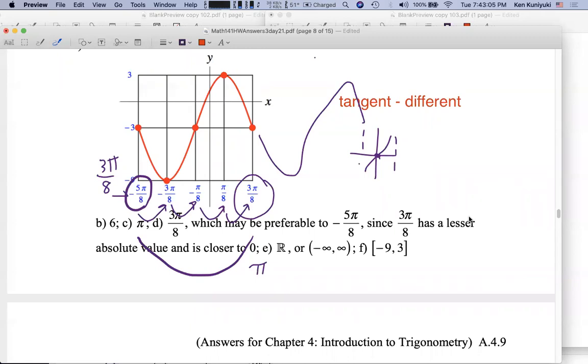For the others, it's 2 pi over b, or 2 pi over absolute b. All right.